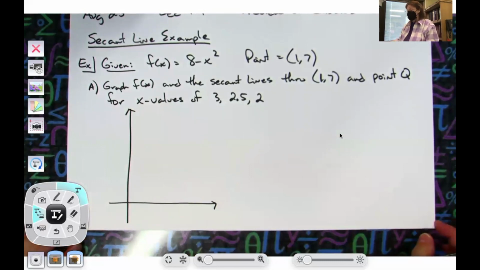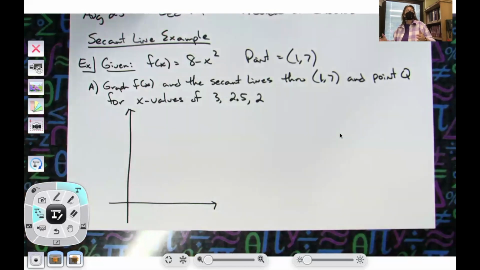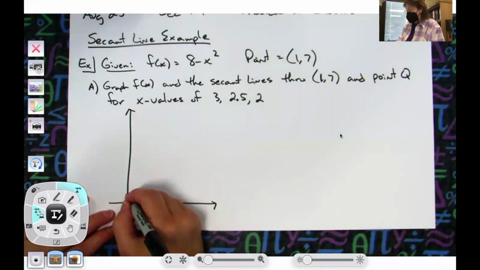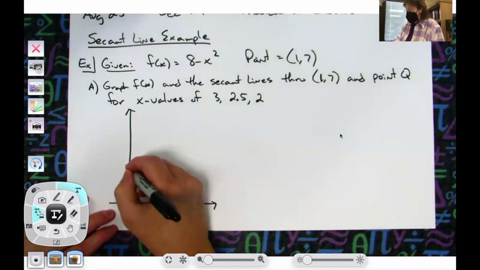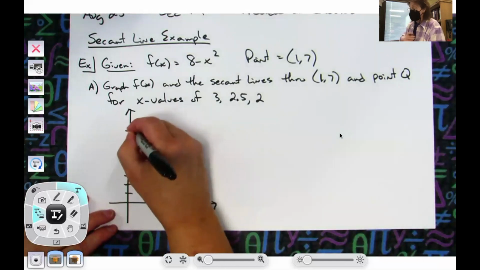Okay, so first of all, if I just graph my 8 minus x squared, well, we know it's a parabola, we know it's upside down, we know the y-intercept is 8, correct? So I'm going to try to do a rough estimate here of 1, 2, 3, 4, 5, 6, 7, 8. So I know the vertex of my parabola is right there.